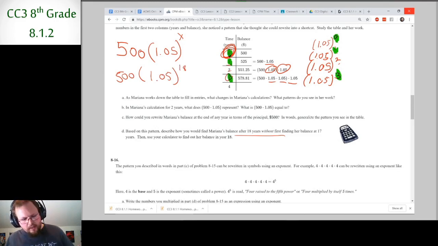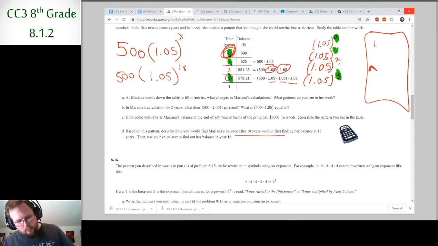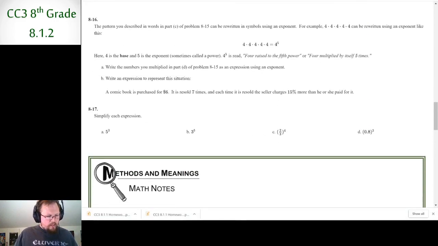In your calculator, there's a button on the left side that looks like a little up arrow. So you can put in 1.05 up arrow to the 18th. And it's going to let you put in 18 as the exponent. Okay. So this shorthand for exponents is you take a number that is repeated multiplication, such as 4 times 4 times 4 times 4 times 4, and you write it as 4 to the power of 5.